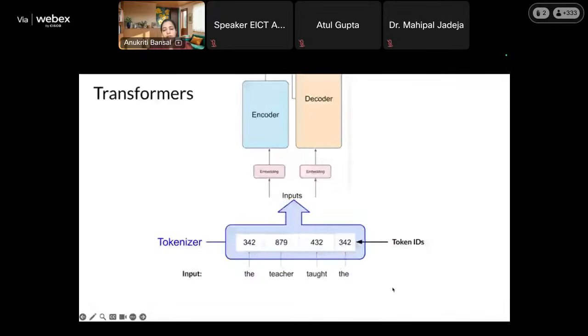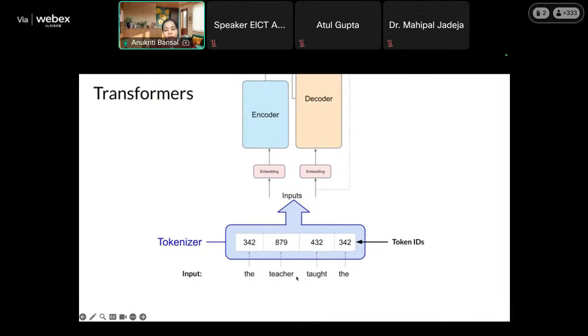So suppose I have this input: "The teacher taught the". Suppose I'm just considering these four words as of now. If I consider these four words, we all know that if I have to represent these words in a computer, I can't represent them in the form of a string. I need to convert them into some numbers. Okay, so this is my first step.